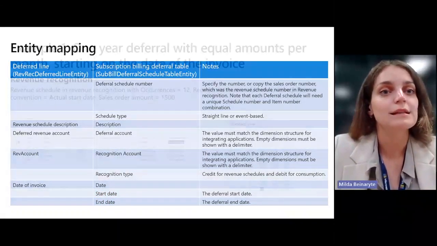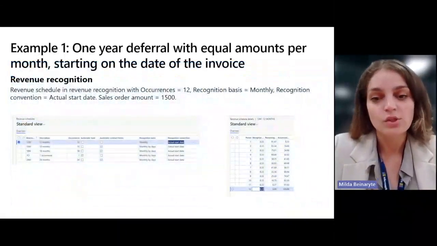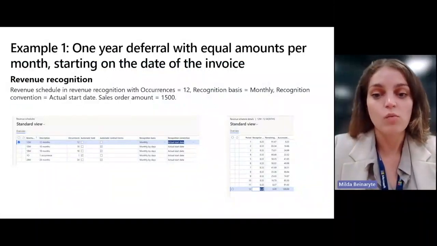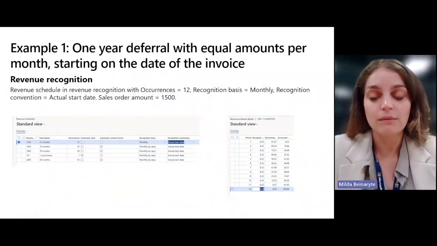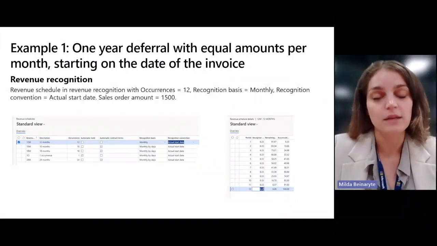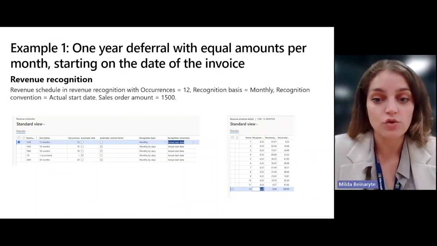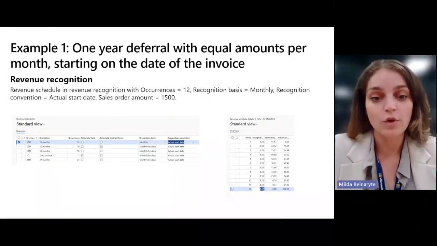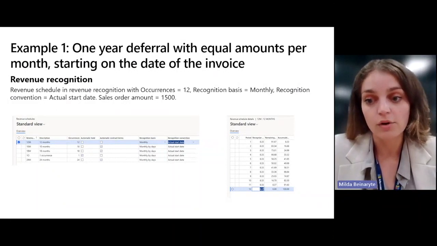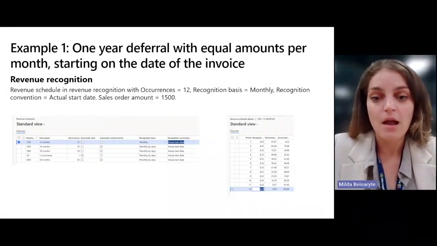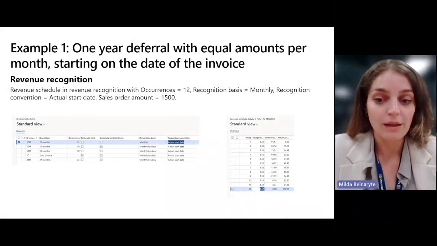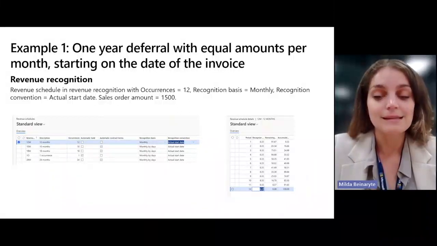However, let's get into the examples, and we have 4 in total. So example number 1 would be 1 year deferral with equal amounts per month starting on the day of the invoice. This is how this configuration looked in revenue recognition. We have revenue schedule in revenue recognition with occurrences equal 12, recognition basis equal monthly, recognition convention equal actual start date, and sales order amount.